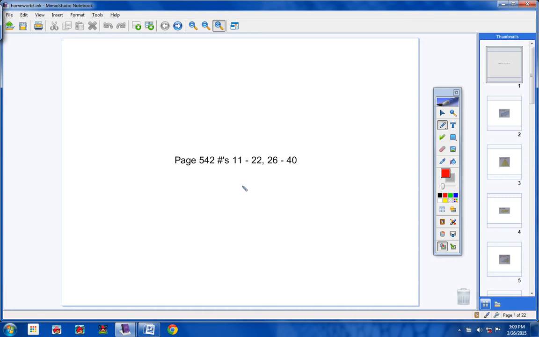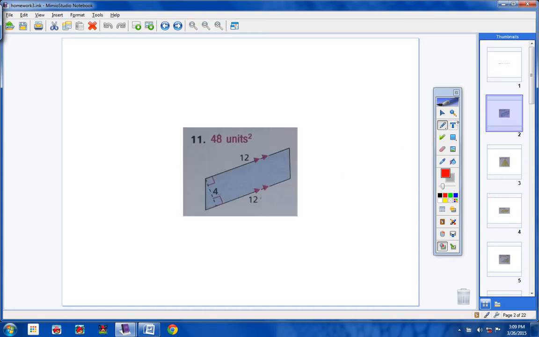42 and 26 through 44. Let's go ahead and get started with numbers 11 through 18. The directions say to find the area of the blue and yellow regions. Now, number 11 just has a blue region, and so let's quickly take a look at how to solve this.